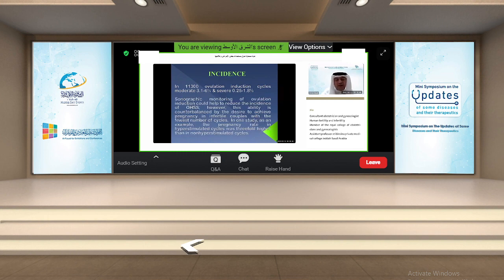This is the routine protocol in assisted reproductive technology. They do what we call sonographic monitoring of ovulation induction, and this will minimize to some extent the incidence of hyperstimulation syndrome. The lady will have serial ultrasounds for measuring her follicle number and size, and they can discover if there is enlargement of the ovaries in the meantime.